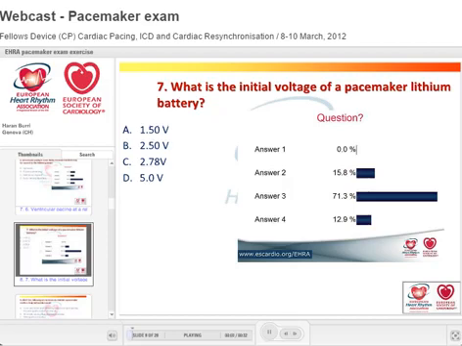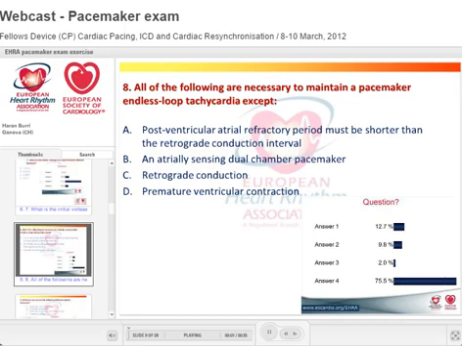The next question, what's the initial voltage of a pacemaker lithium battery? Go ahead and vote. Okay, well, most of you got that right. It's around 2.8 volts, roundabout. 2.5 volts, 16% of you thought 2.5. That's usually at end of life already. And 5 volts, no, there's no pacemaker that has a battery at 5 volts. Okay, so the next question.